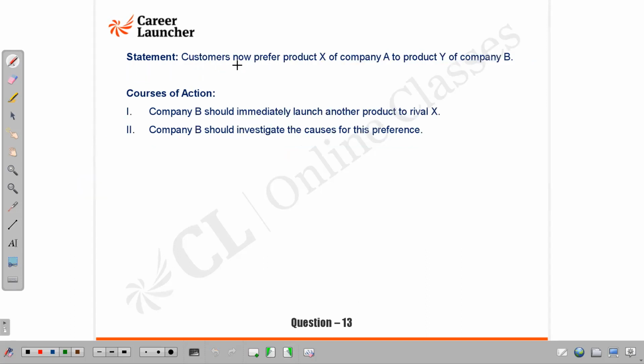Next one, customers now prefer product X of the company A to product Y of the company B. Company B should immediately launch another product to rival it. Again, impractical. If so many things are in the project pipeline, why would it not have issued it in the first place? So not practical. Should investigate the cause of this preference. Okay, yeah, this is investigative, so definitely valid. So the answer should go as Bombay.